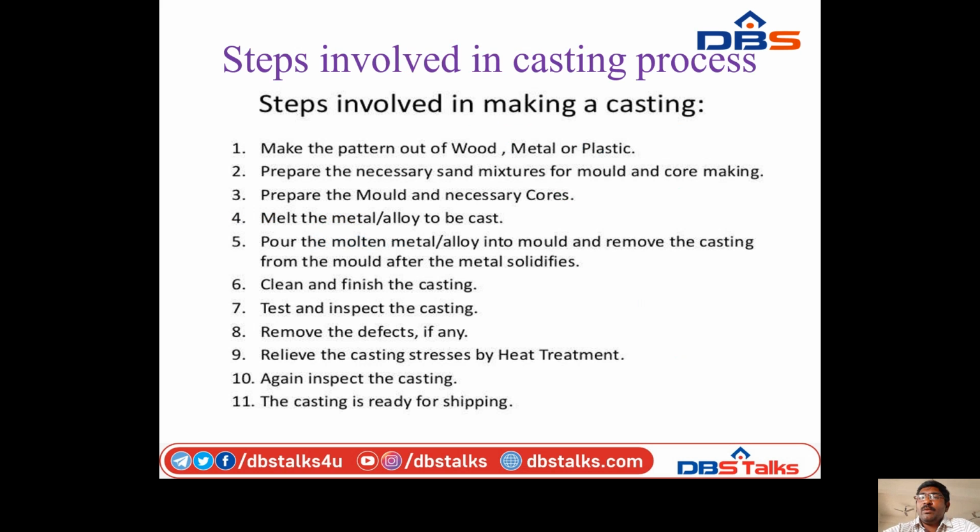Steps involved in casting process. There are 11 steps involved in casting process. First one is make the pattern out of wood or metal or plastic. Prepare the necessary sand mixture for mold and core making. Prepare the mold and necessary cores. Melt the metal or alloy to cast. Pour the molten metal or alloy into a mold and remove the casting from the mold after the metal solidifies.